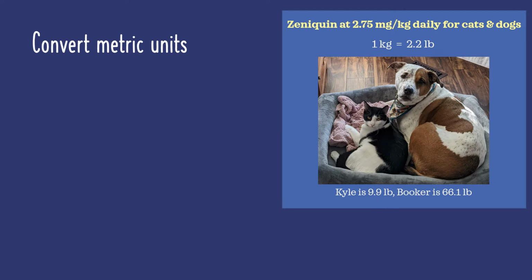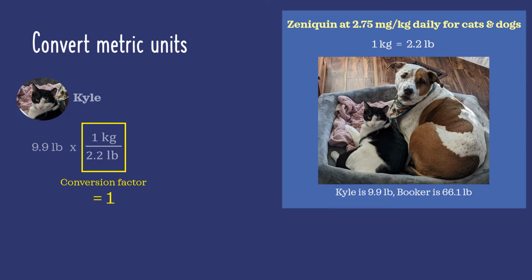To solve this problem, I'm going to consider the dosages for Kyle and Booker separately. Let's start with Kyle. Kyle is 9.9 pounds, but in order to calculate the Zenequin dose, I need to be able to describe his weight in kilograms instead of pounds. To figure this out, we need to make a conversion factor.